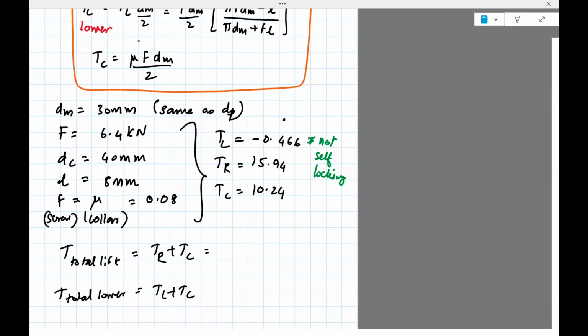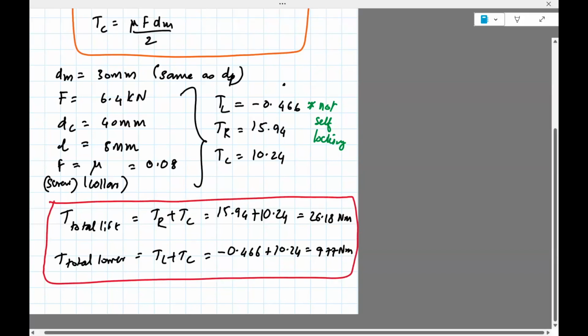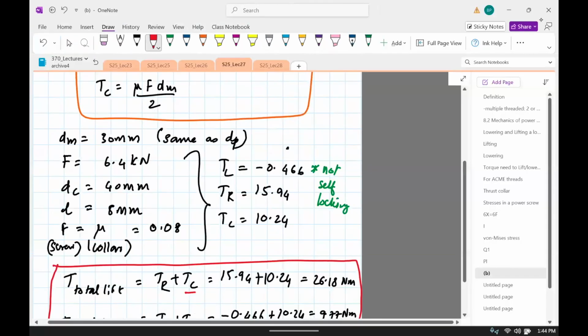So TR plus TC is 15.94 plus 10.24, and then this will be minus 0.466 plus 10.24. This comes out to be 26.18 Newton meter, and this comes out to be 9.77 Newton meter. Okay, so in the absence of TC, it's not self-locking, but because of TC, it's actually self-locking. There's enough friction for it to hold its place.